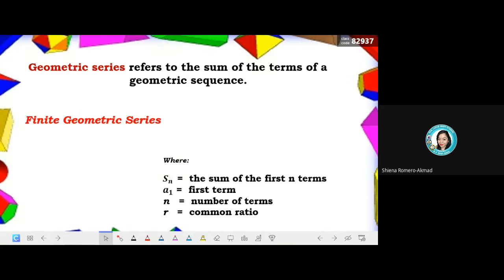Ibig sabihin ito. Ang front liners. Wala naman akong chama. Okay.